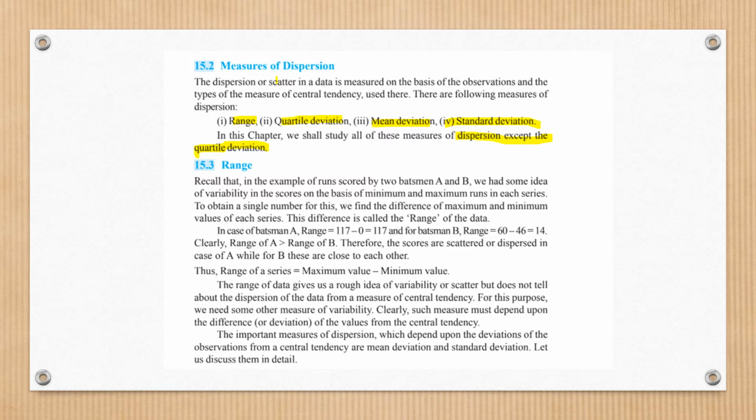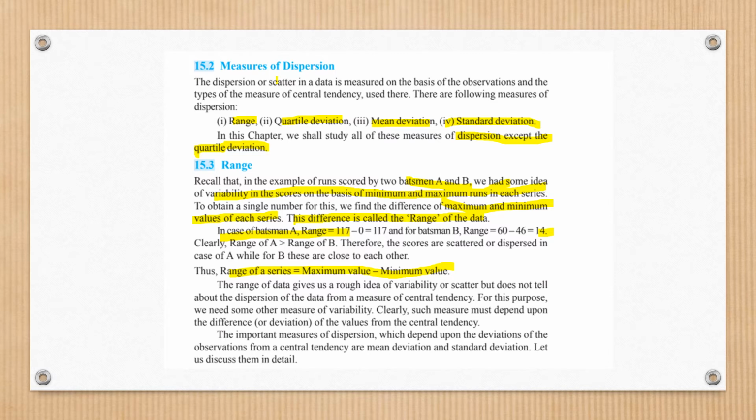Range, you know, in the example of runs scored by the two batsmen A and B, we had some idea of variability in the scores on the basis of minimum and maximum runs in each series, right? So to obtain a single number for this, we find the difference of the maximum and minimum values of each series. This is called the range of the data. So what is the range? The range of the series is the maximum value minus the minimum value. For batsman A it was 117, and for batsman B it was 60 minus 46, that is 14.